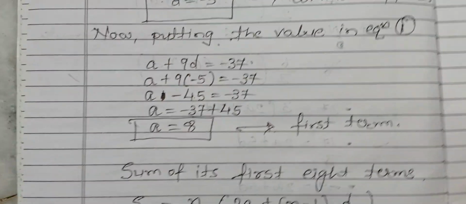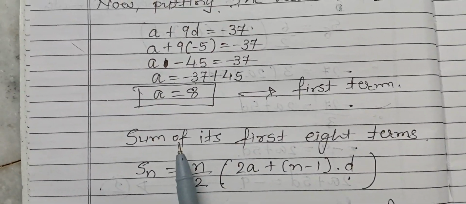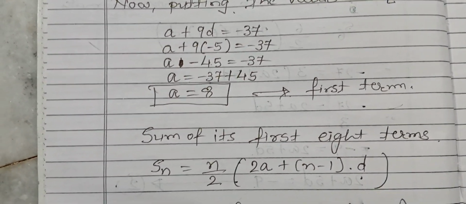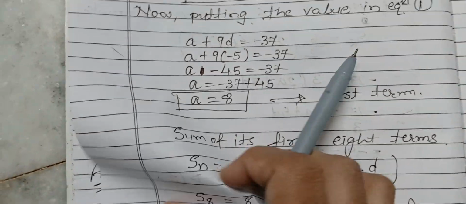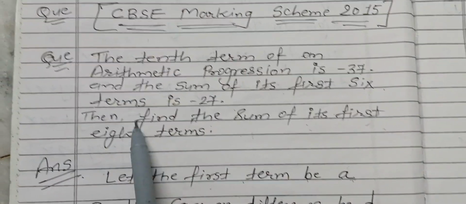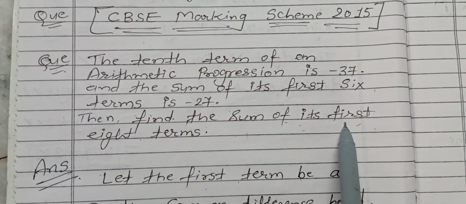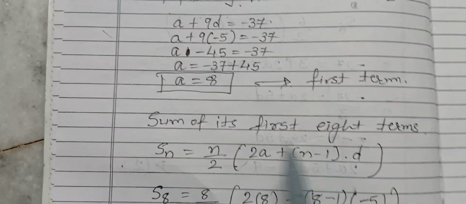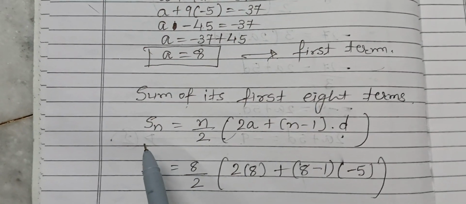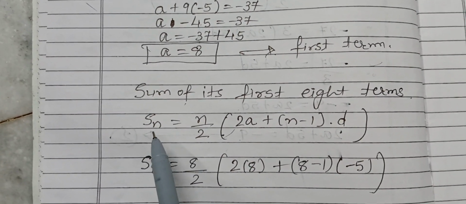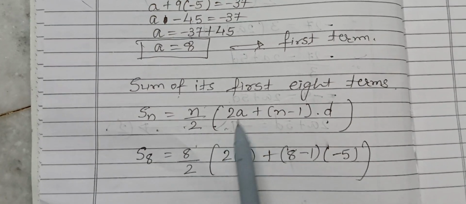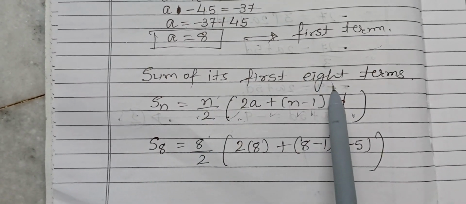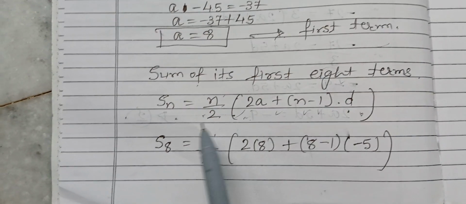So what we can simply do is find the sum of its first 8 terms. This is what we have been asked in the question. Let's see the question again: find the sum of its first 8 terms. So we want to find the sum of the 8 terms. We write our sum formula again: Sn is equal to n by 2, 2a plus n minus 1 into d, where n is equal to 8 terms.